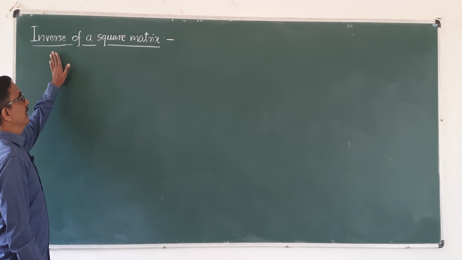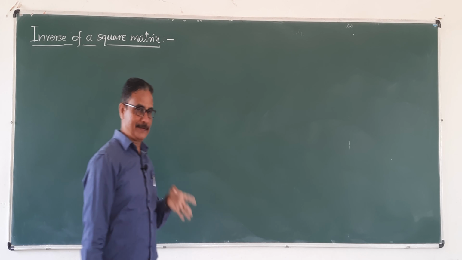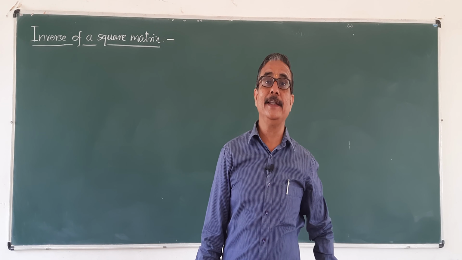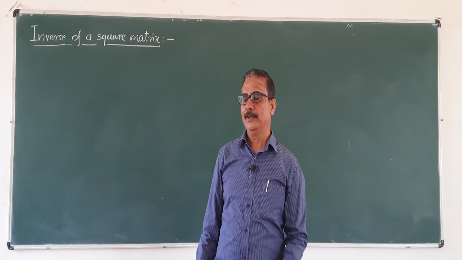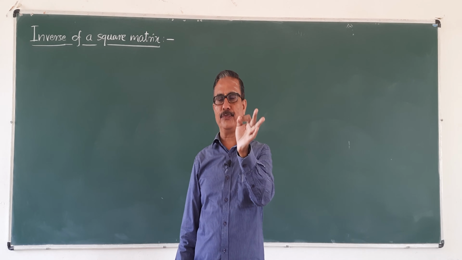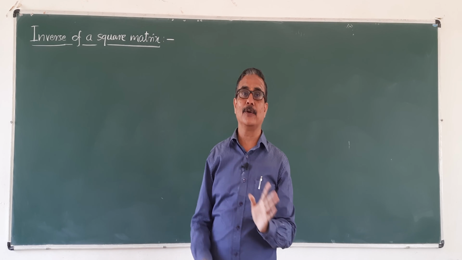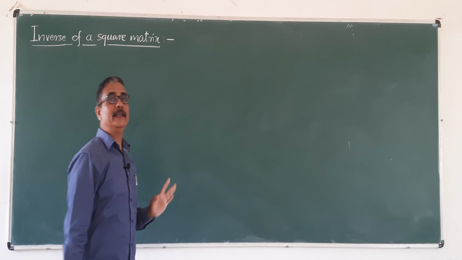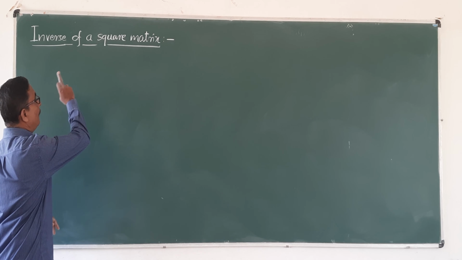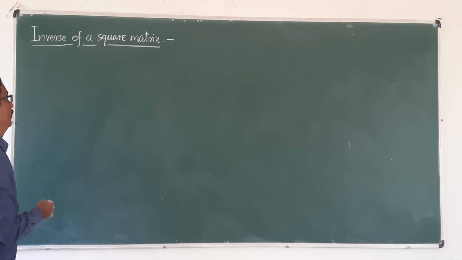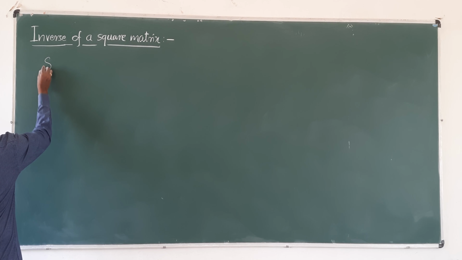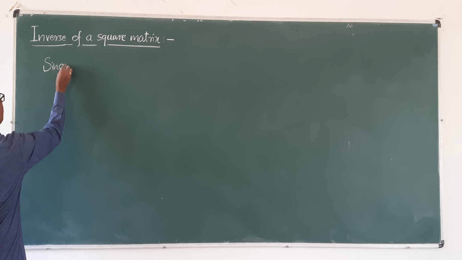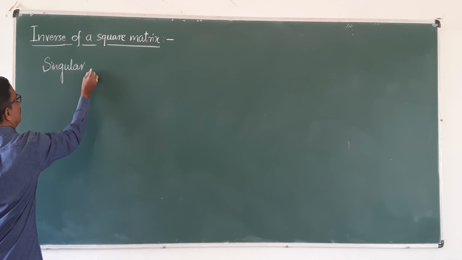Next concept is inverse of a square matrix. Now define inverse of a square matrix. Look, if you perfect the adjoint of a matrix, this becomes easy for you. So define inverse of a square matrix. Before defining inverse of a square matrix, you must know the definition of singular and non-singular matrix.